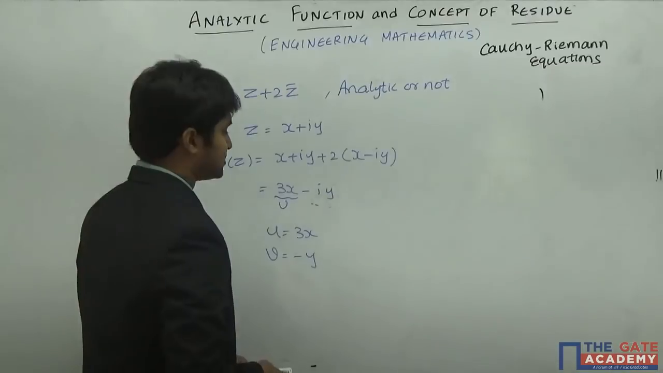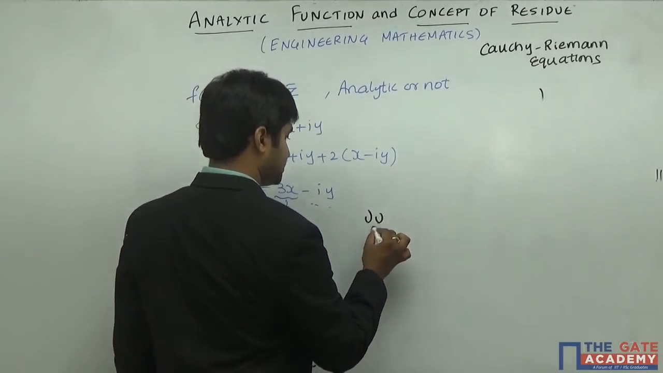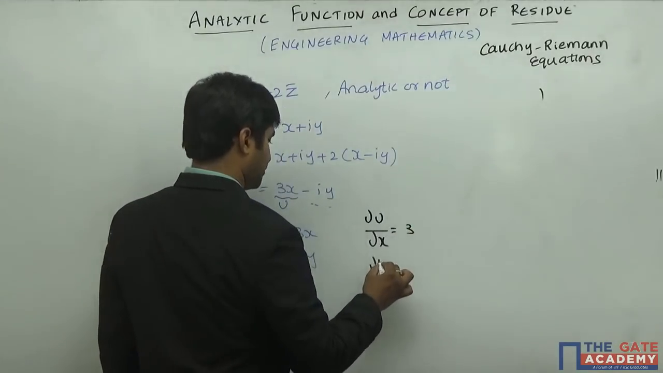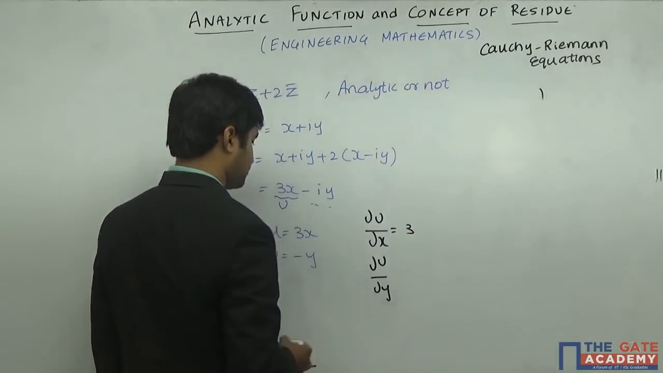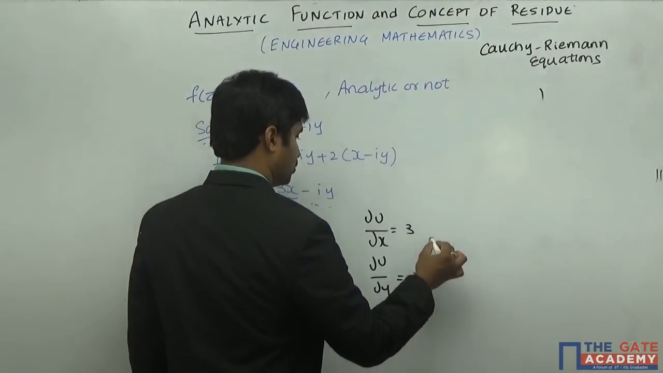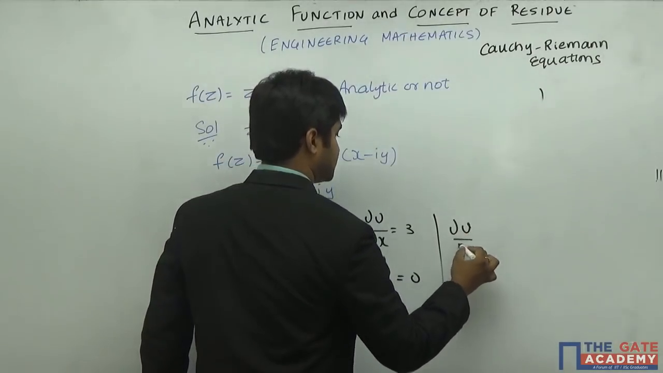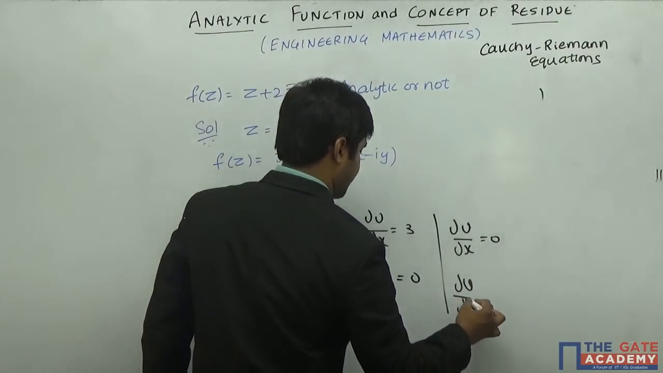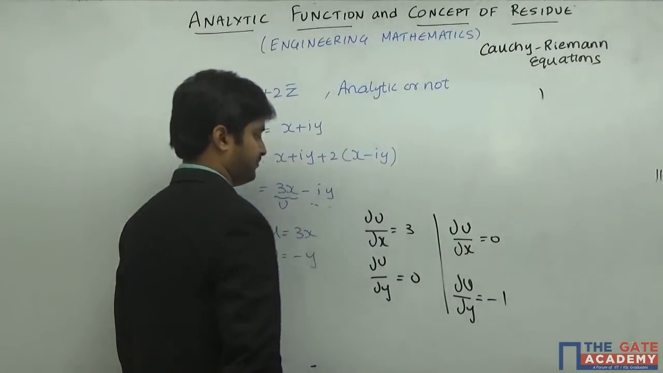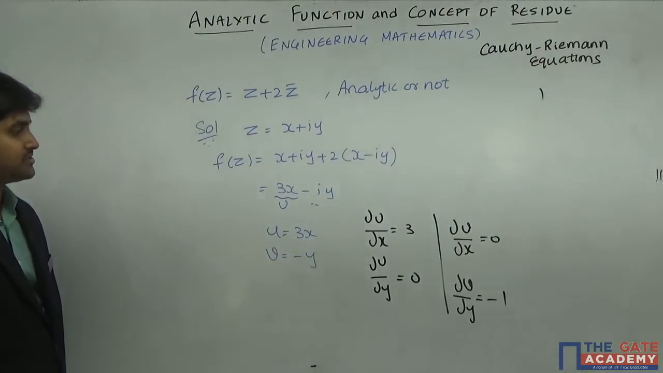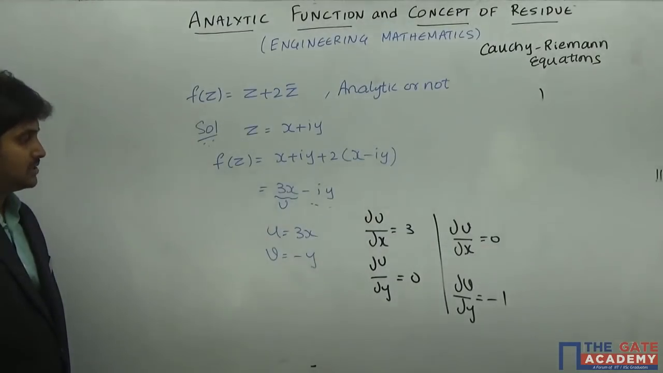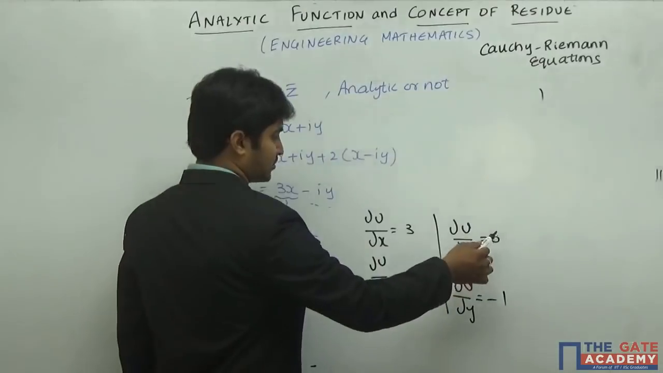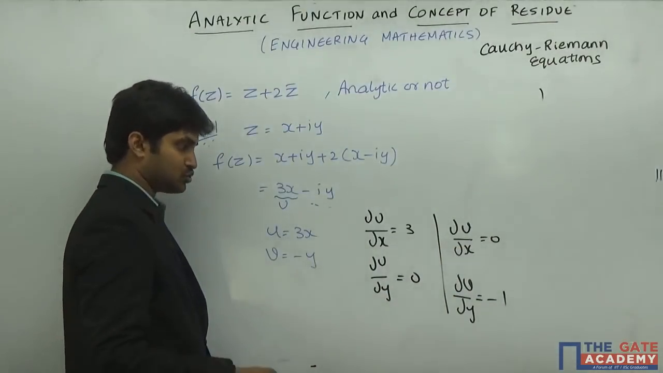So what is dou u by dou x? Dou u by dou x is equal to 3. Dou u by dou y is equal to 0. Dou v by dou x is equal to 0. Dou v by dou y is equal to minus 1. Dou u by dou x is 3, dou v by dou y is minus 1, and the remaining are 0. Dou v by dou x is equal to 0, and dou u by dou y is also equal to 0.